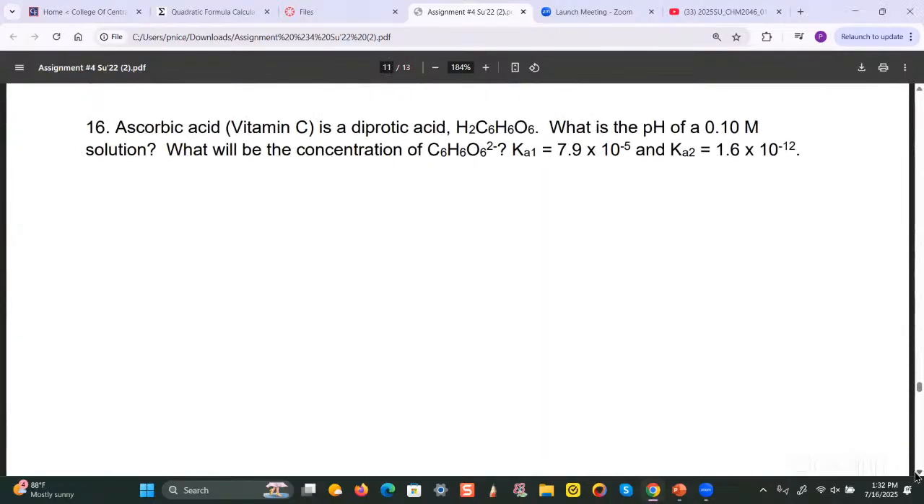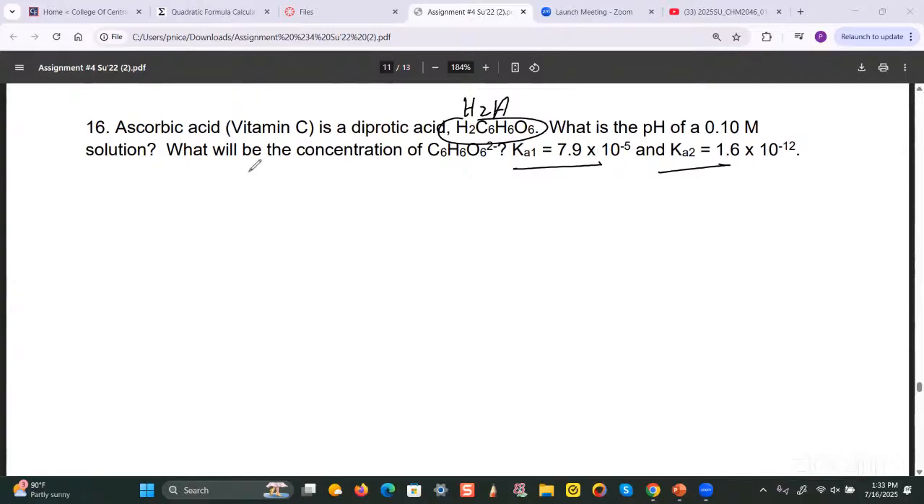Okay, so this question says you have vitamin C, which is the same thing as ascorbic acid. It gives you the formula here, and it asks what is the pH of a 0.10 M solution, and what will be the concentration of this? Now, this is formed after this loses 2 protons. It gives you 2 Ka values, Ka1 and Ka2. Ka1 is for the first dissociation, and Ka2 is for the second dissociation. So again, I'm going to let H2A represent this, because the formula of the compound is not really that important in terms of answering this question.